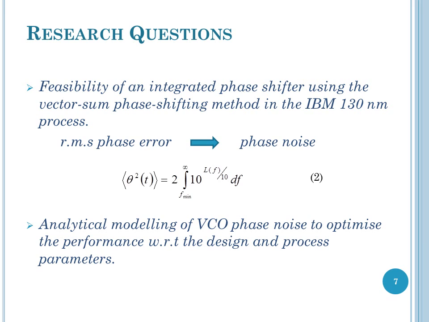The research questions investigated are: first, the feasibility of a vector sum interpolator that can provide multiple phase VCO signals for the local oscillator path shifting architecture of the phased arrays. As discussed earlier, the RMS phase error of such a system depends on the phase noise of the VCO as seen from this equation. Hence, another aspect investigated was the modeling of VCO phase noise in order to optimize the design performance with respect to the design and process parameters.